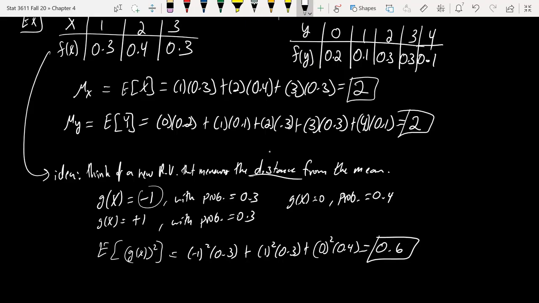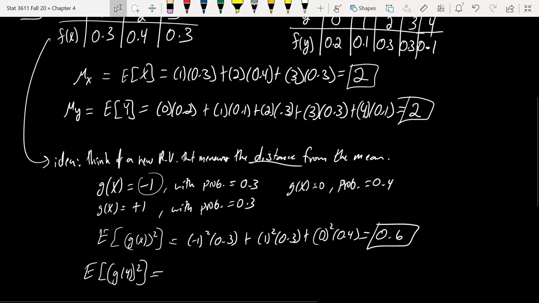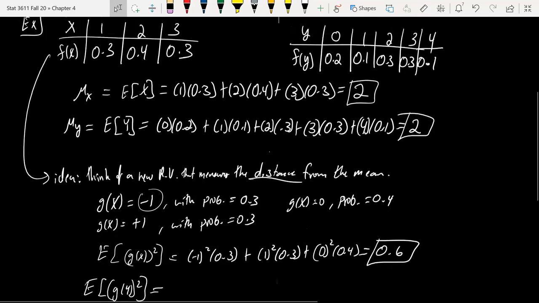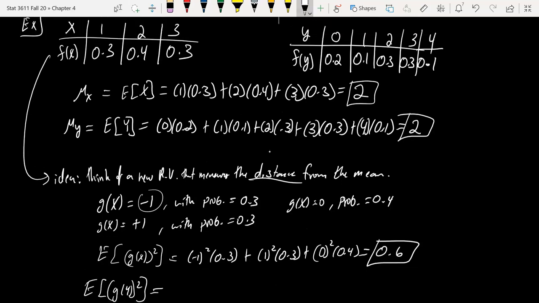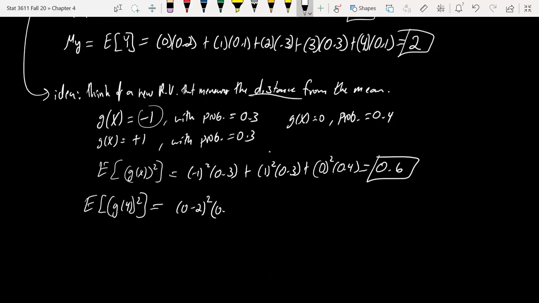We could do the same thing for y. I could ask, what's the expected value of the squared distance from the mean for y? This is going to have more computations. The mean for y is 2. So let's go through each case. How far away is 0 from the mean? It's -2 units away. I'm going to square that. And the probability that it takes on the value 0 is 0.2.